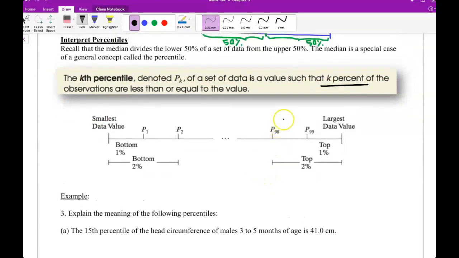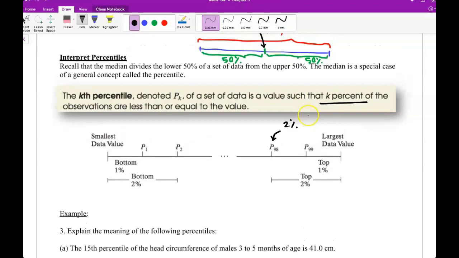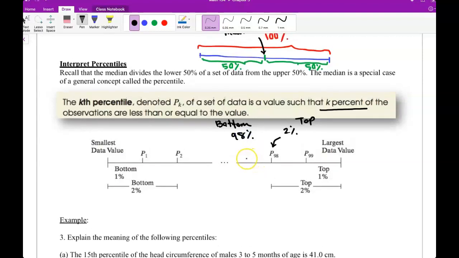I'm writing it for that one, 2%. That is top. And also if we move this way from left to right, that also is 98%.